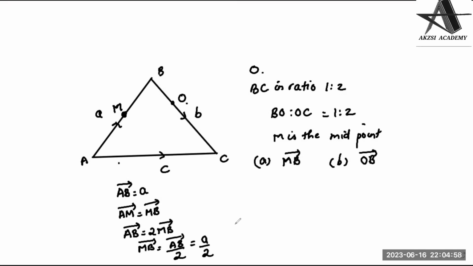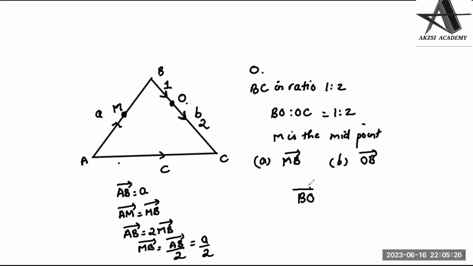Now, it's given that O is the point and it divides this in 1:2. That means O is dividing this in one part and this in two parts. I can use a long method to calculate exactly B to O or O to B, but the best thing is to see what direction is given. B to C. So similarly, I can write B to O. I have to follow the same direction. B to C is given, so B to O should be in the same direction.